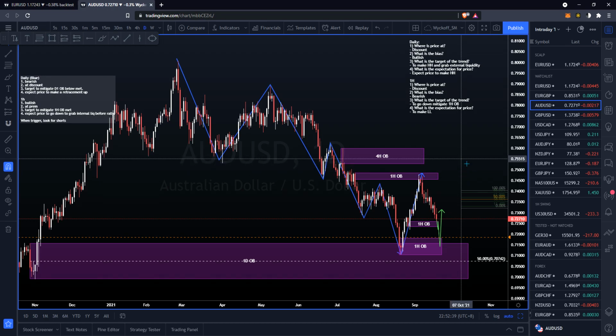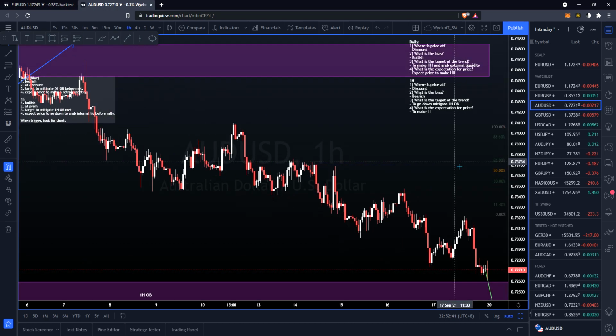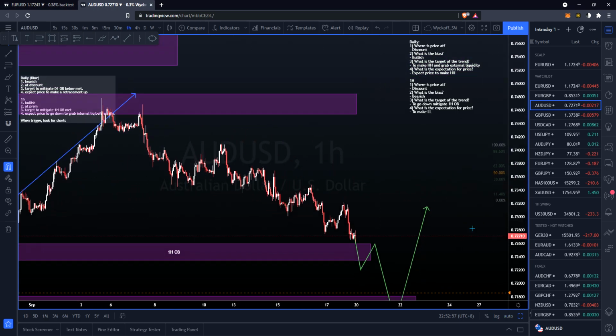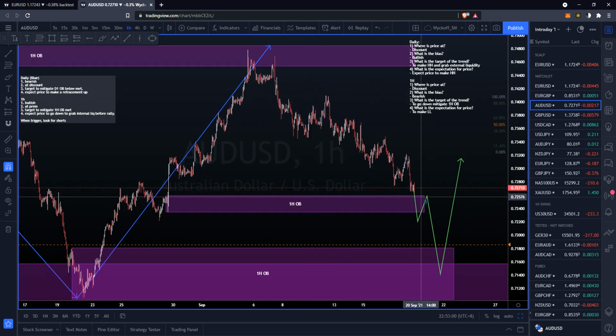So on a lower time frame over here, this 1 hour order block actually produces a very strong up and break, basically breaks this structure, this lower structure downtrend, and I will look for a long over here.